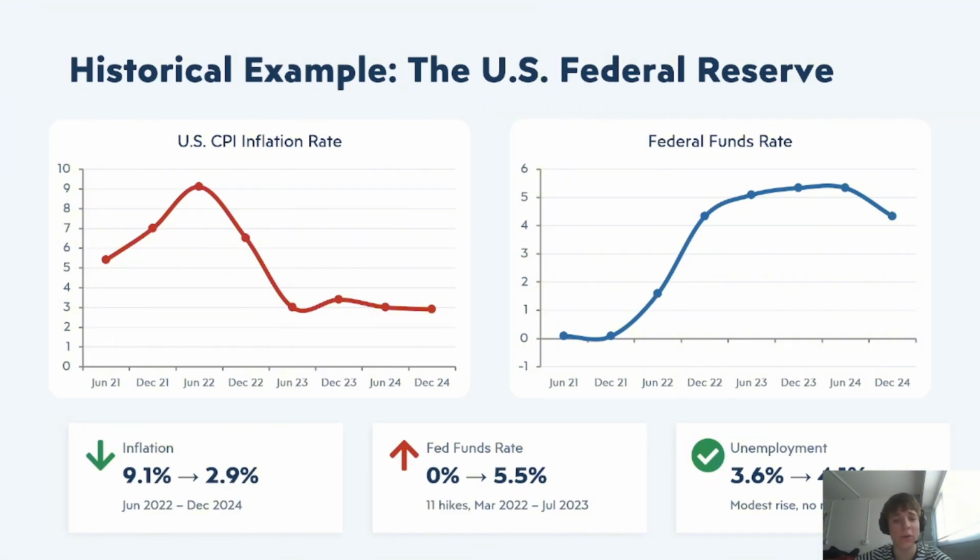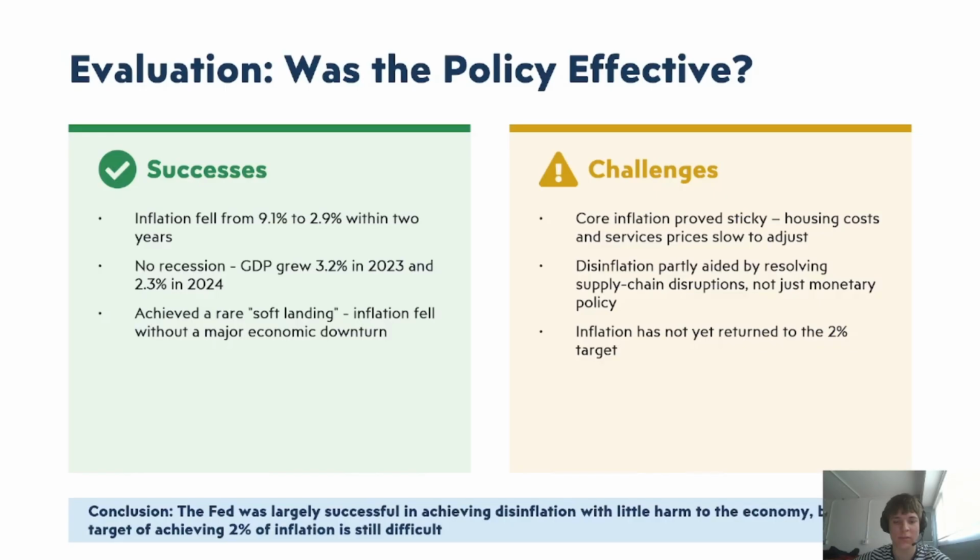There are three important key stats. Inflation down from 9.1% to 2.9%. Rates up from 0% to 5.5%. And unemployment rising only modestly from 3.6% to 4.1%, with no recession.